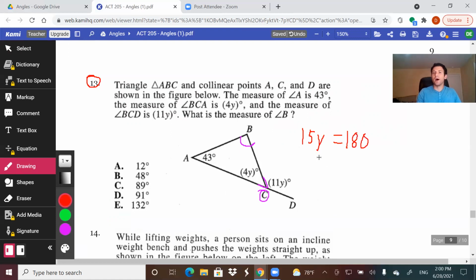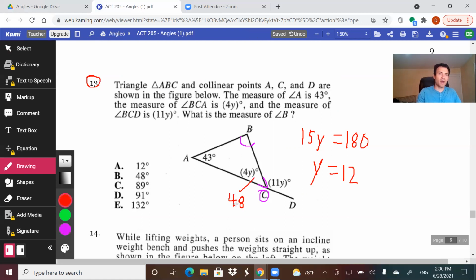Okay. Well, 15 times 10 is 150. So it's going to be 15 times 12 to get to 180. And you could do long division. You can do this any way you want. You'll have a calculator on this test. But anyway, we have that y equals 12. So if y equals 12, 4y, this interior angle here, is going to be 48.